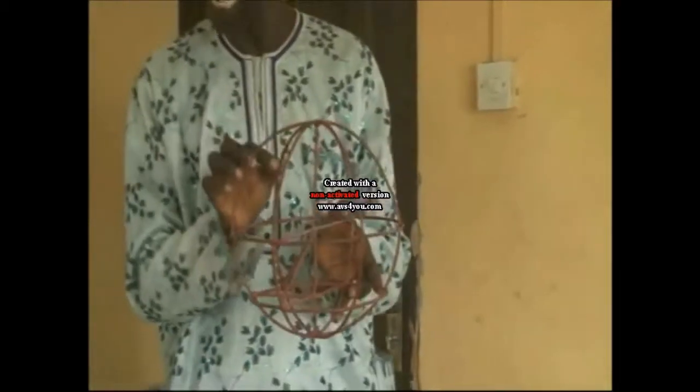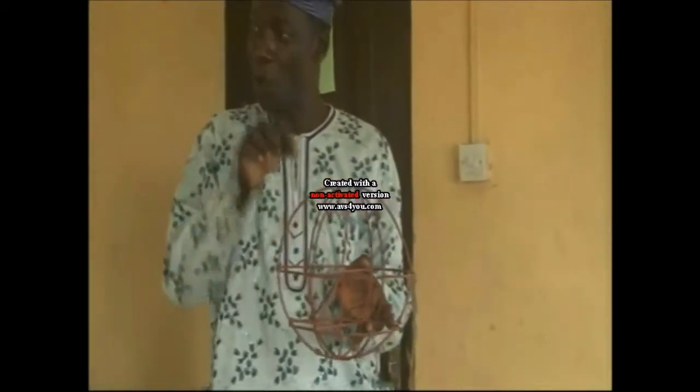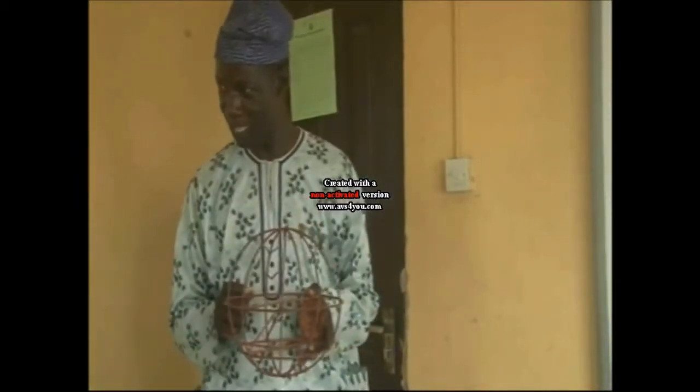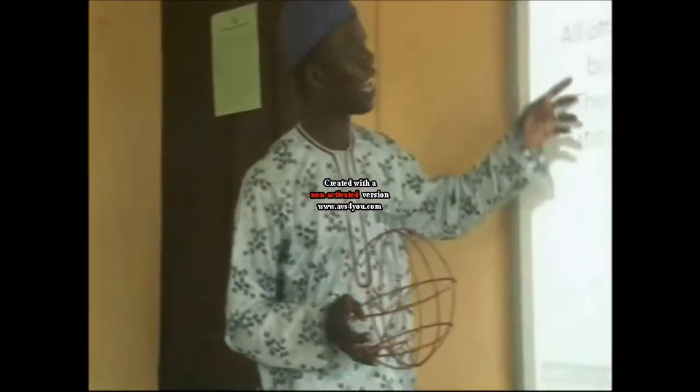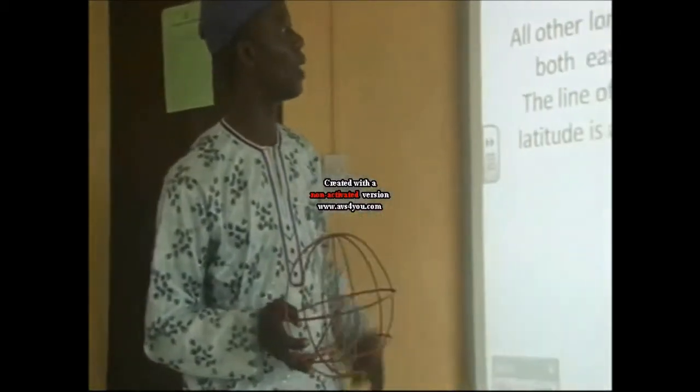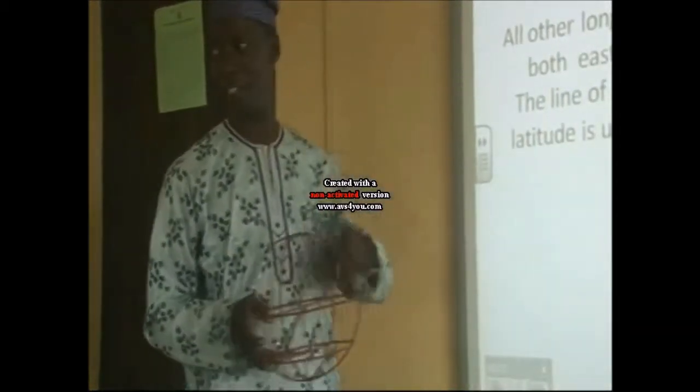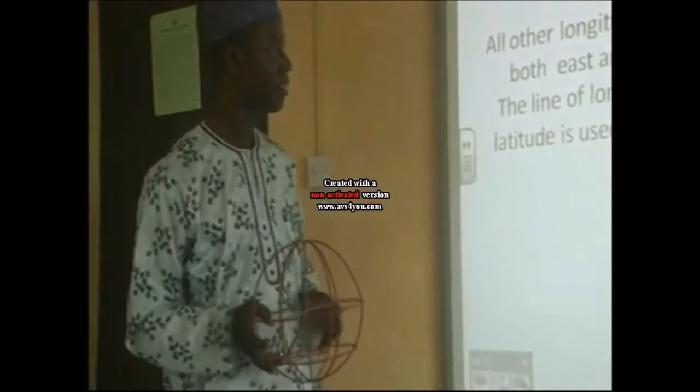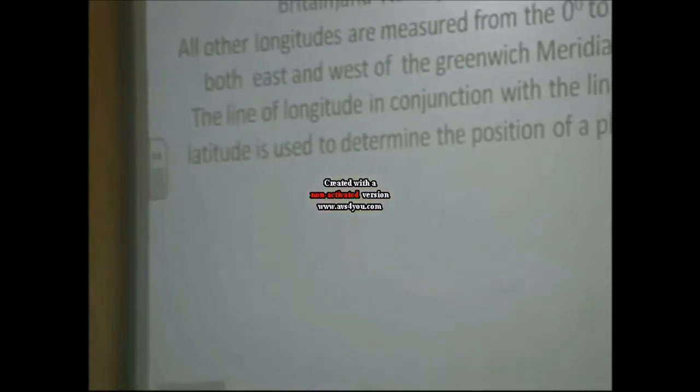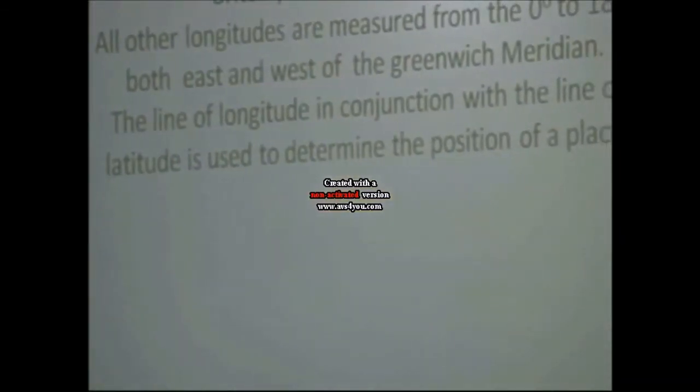You will now notice that the same line of longitude 0 is the same one at the back. It's the same line at the back that has now formed what? Longitude 180 degrees east or west. The same line that is longitude 180 degrees east is the one that is longitude 180 degrees west. Am I communicating? Yes. All other longitudes are measured from 0 degree to 180 degrees, both east and west of the Greenwich meridian. The line of longitude in conjunction with the line of latitude is used to determine the position of a place.